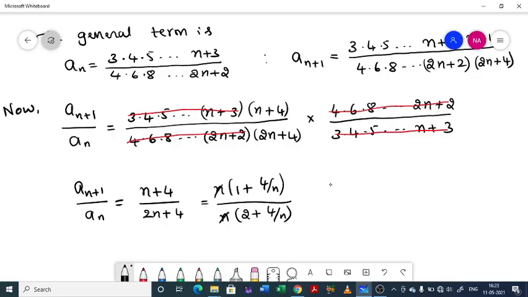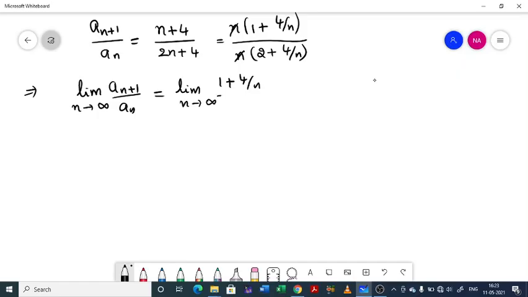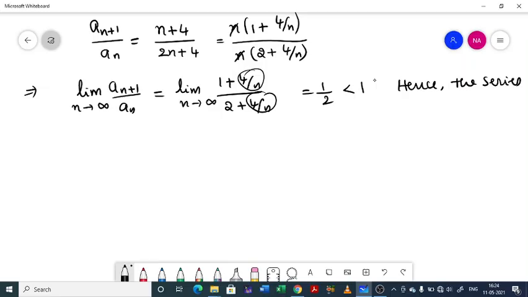So n gets cancelled. Now taking limit as n tends to infinity, we will be getting limit a_{n+1} divided by a_n as n tends to infinity is equal to limit as n tends to infinity (1 plus 4 by n) divided by (2 plus 4 by n). So as n tends to infinity, these two terms vanish and we remain with 1 by 2, that is less than 1. Hence the series converges.